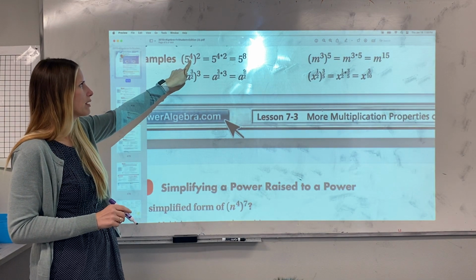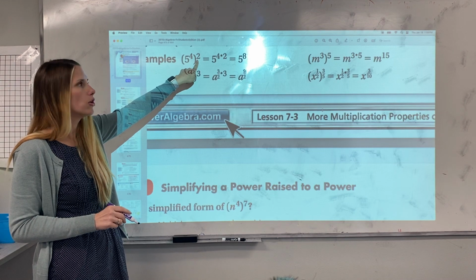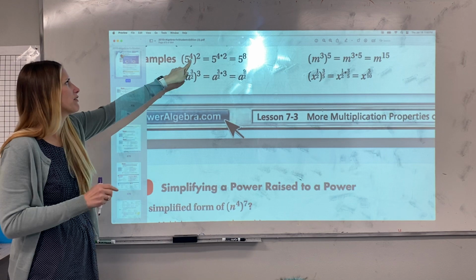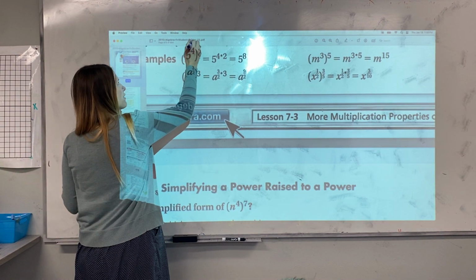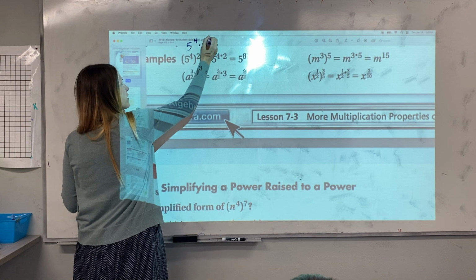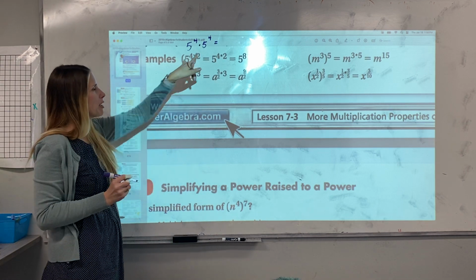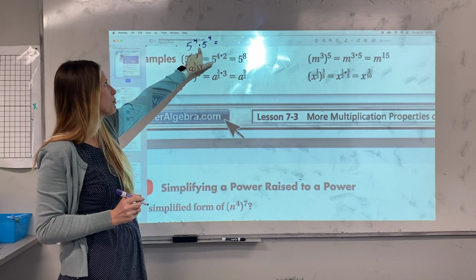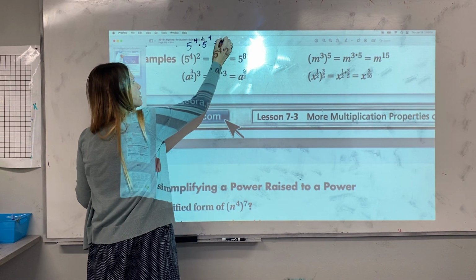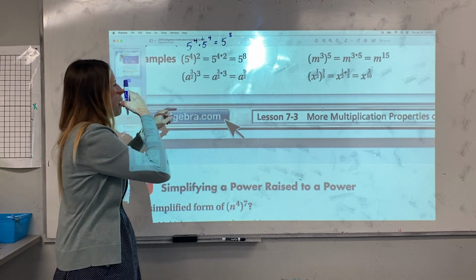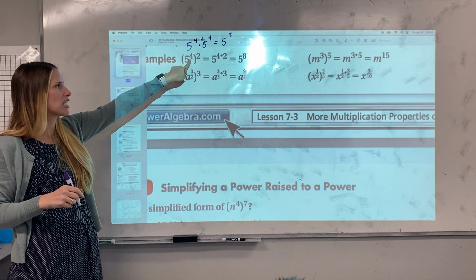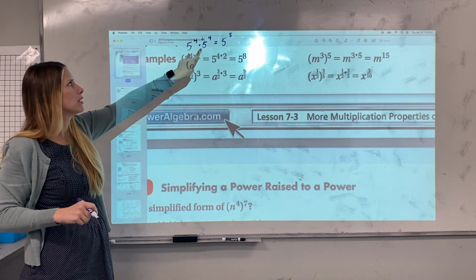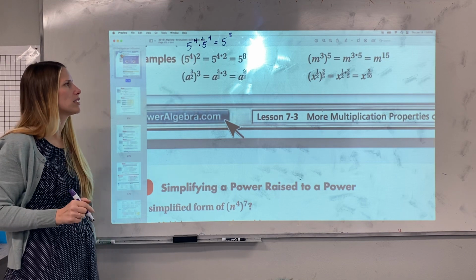5 to the 4th squared. What do we do with our exponents? Multiply them. Because 5 to the 4th squared is 5 to the 4th times itself. And Jacob, that's where you would say, well, if the bases are the same and they're being multiplied, then I can add the exponents. But the quick way to do it is if the base and the exponent are being exponented, then multiply, because you have 4 twice. 4 times 2 is 8.